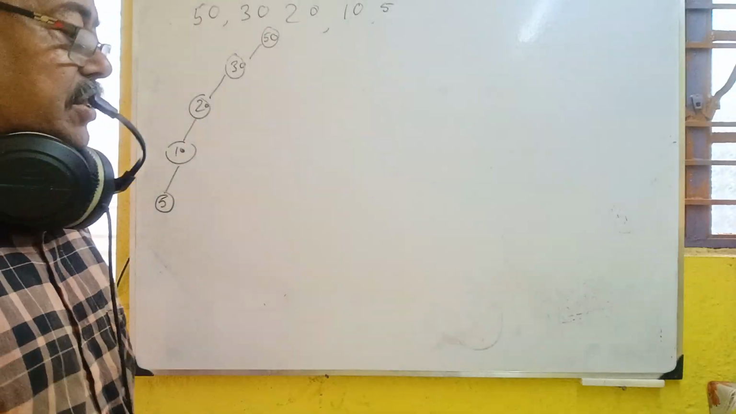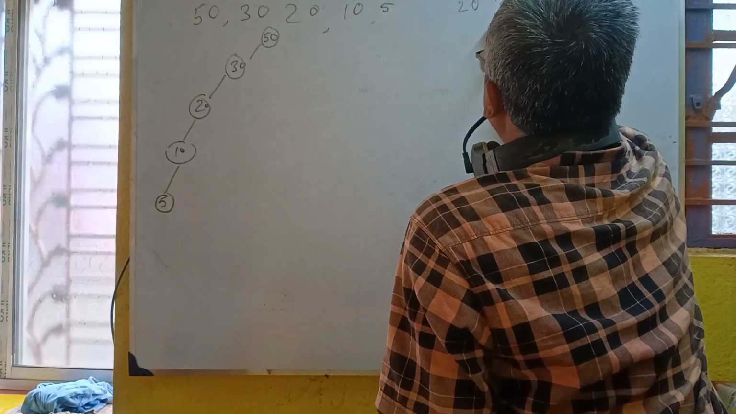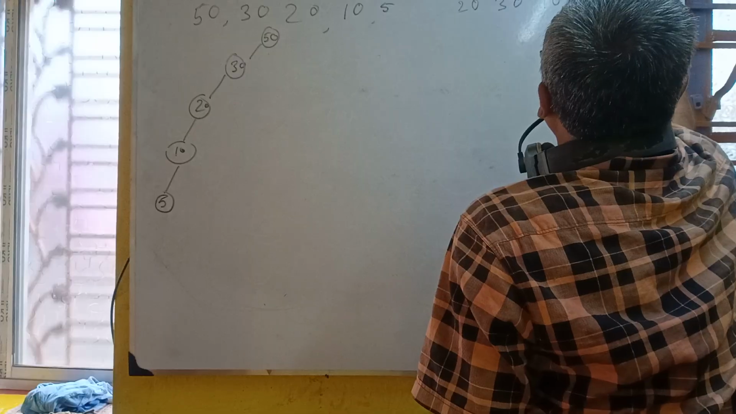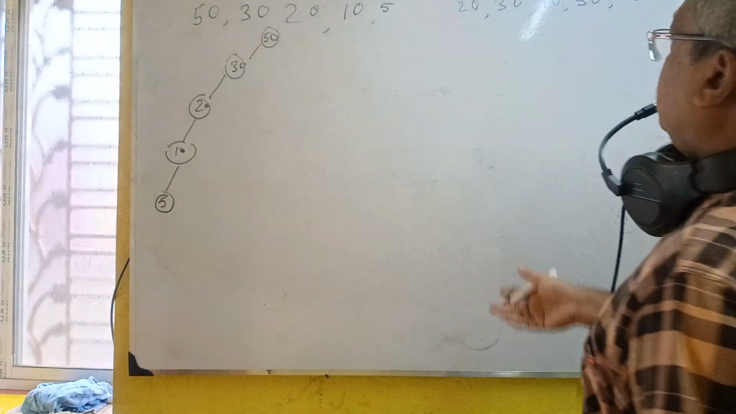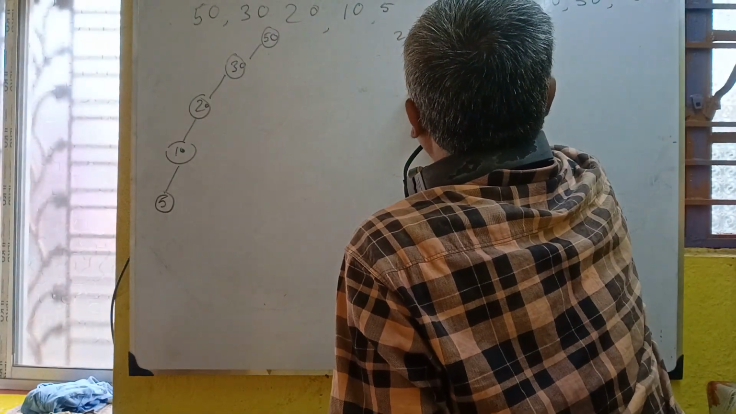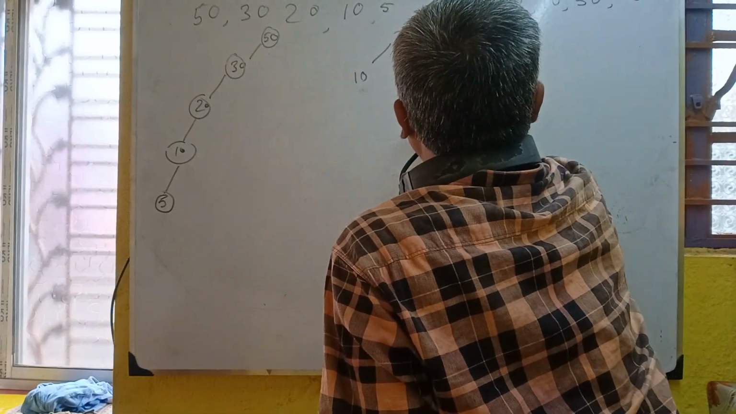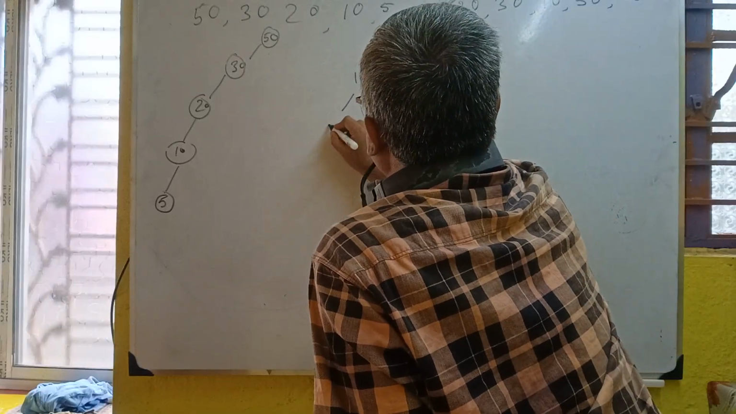If this order is changed, suppose the order is 20, 30, 10, 50 and 5, the order is changed but the values are not changing. Then the graph will be changed. First we insert 20, then 30, that is right side, then 10, that is left side, then 50, that is right side, then 5, that is left side.